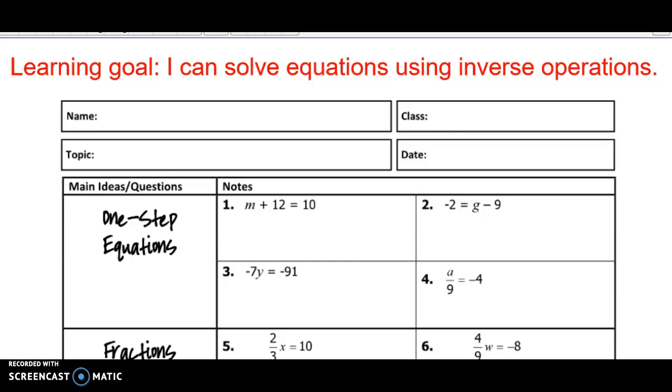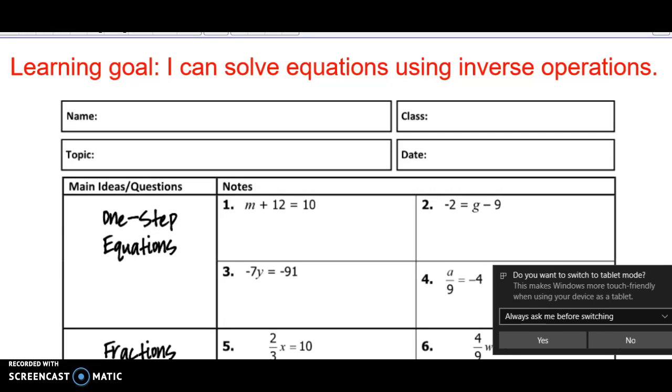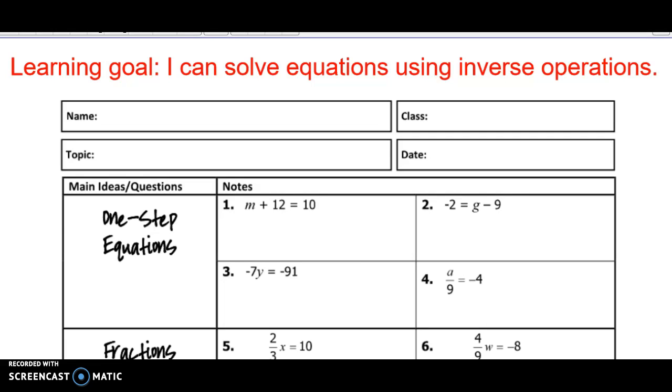So today we're going to talk about solving equations, and again we're going to be using inverse operations, but this time we are going to move on to two-step equations. Let's just review from yesterday.